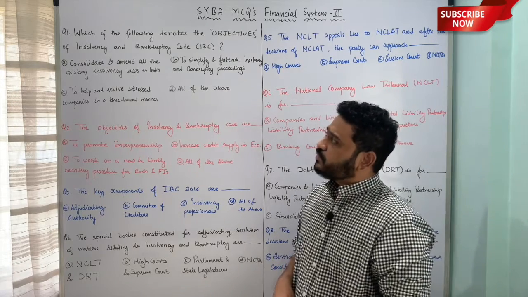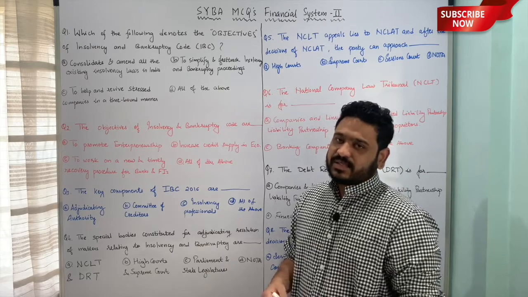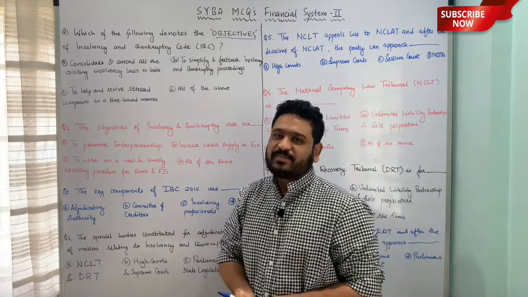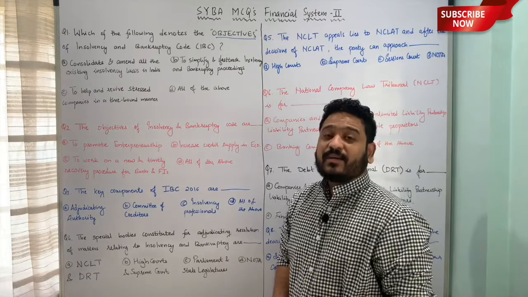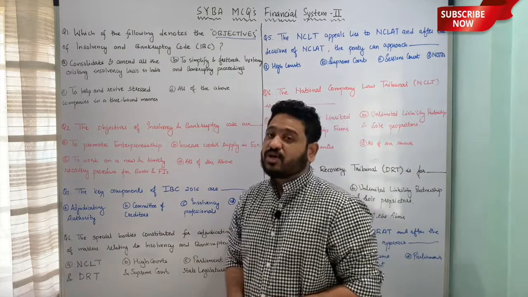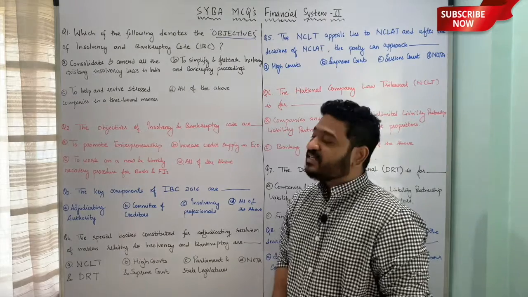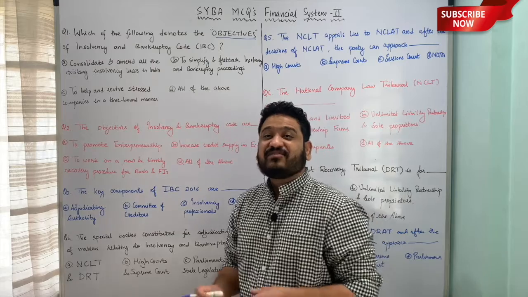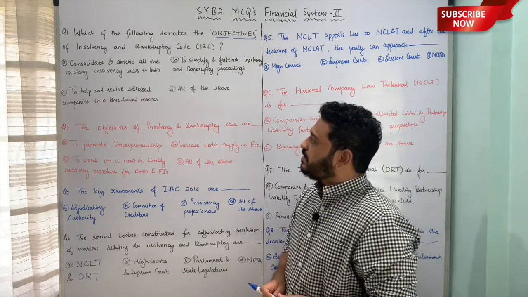The question is, which of the following denotes the objectives of Insolvency and Bankruptcy Code in India? The underlying options are: A, to consolidate and amend all the existing insolvency laws in India. Second is to simplify and fast track the insolvency and bankruptcy proceedings in India. The third is to help and revive stressed companies in a time bound manner. And the last is all of the above.